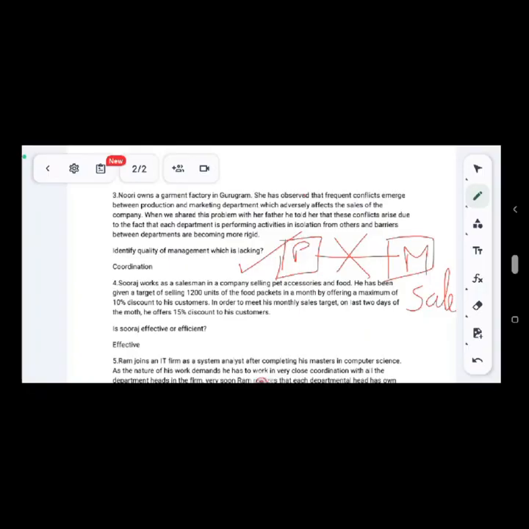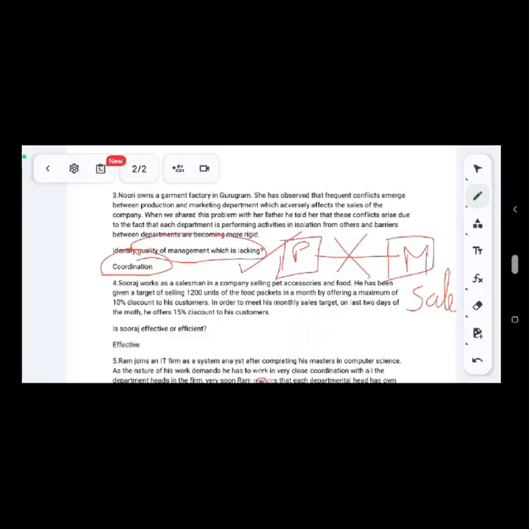There is no need to read the case study, you just read the question. Identify the quality of management. In the keywords I have mentioned quality or essence of management. If you get that, coordination will be the answer, as you can see on the screen. Quality and essence of management, coordination.